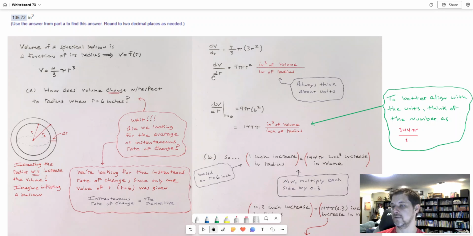I take my derivative, which you see there, I put 6 in. Here's my notation to tell you that's what I'm doing. It'd be 4 pi 6 squared. That's 144 pi cubic inches of volume per inch of radius. All right.